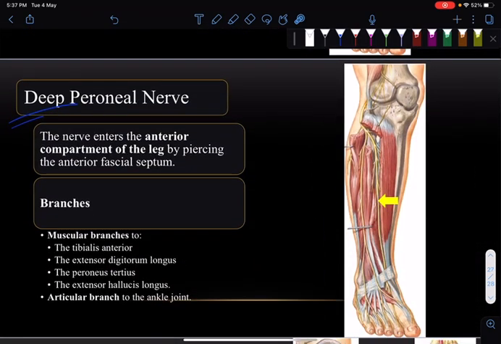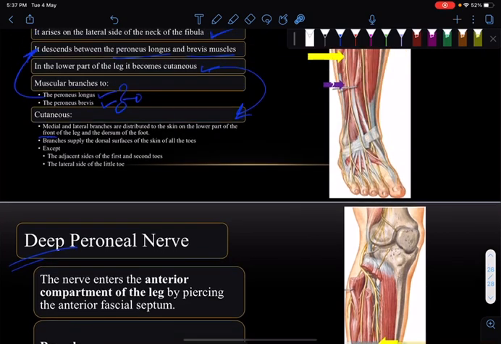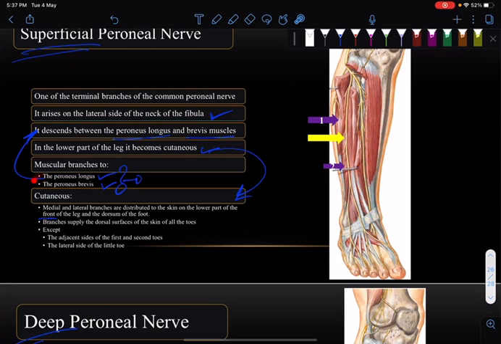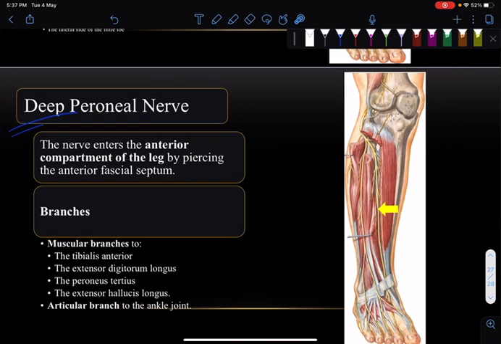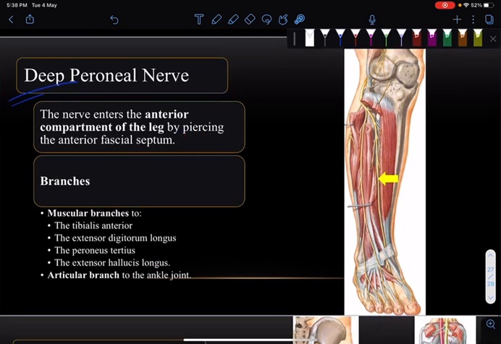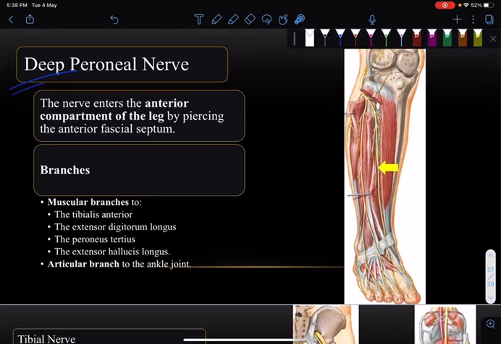Deep peroneal nerve, the nerve enters the anterior compartment of the leg. بيروح للanterior compartment of the leg. هذا بيروح للlateral compartment of the leg، بعطيه supply لهذولا. هذا بيروح للanterior compartment of the leg by piercing the anterior fascial septum زي ما حكينا، بيخترقها وبيروح للanterior compartment وبيعمل supply muscular branches هنا وهنا للanterior muscles of the anterior compartment of the leg، اللي هو the tibialis anterior, the extensor digitorum longus, peroneus tertius, والextensor hallucis longus.